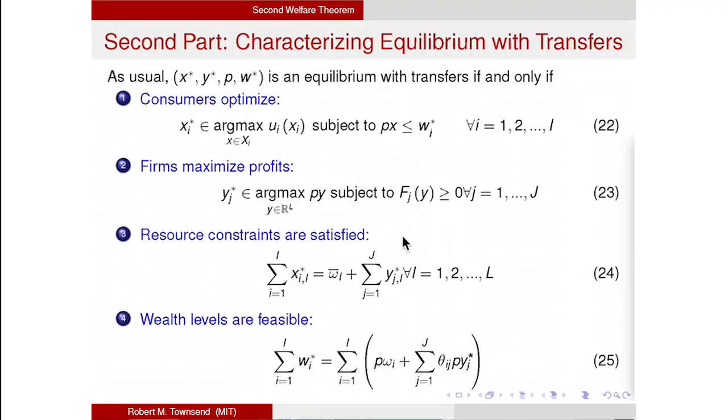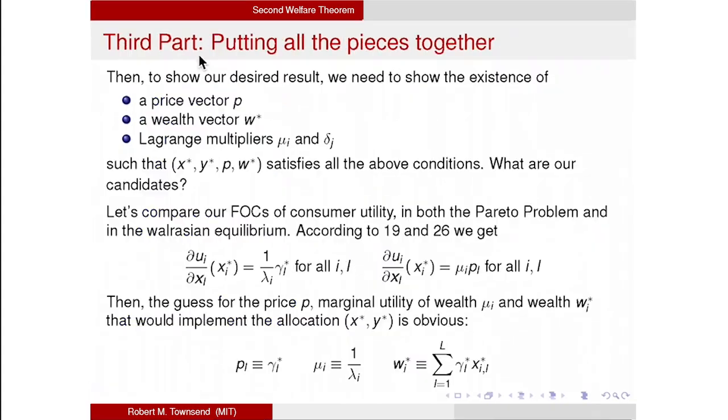Let's look at the second part, characterizing the equilibrium with transfers, just separately. Forget the first part for a minute. We have a given Walrasian equilibrium with transfers, meaning what? It's X star, Y star, P and W star, which must be consistent with consumer optimization, profit maximization, resource constraints being satisfied. And since it's an equilibrium with transfers, not necessarily private ownership, we have to make sure that the distribution of wealths is feasible, that the wealths add up to the valuation of the endowment and profits. So let's just take this one at a time, consumer optimization, firms' optimization, and look at the first order conditions.